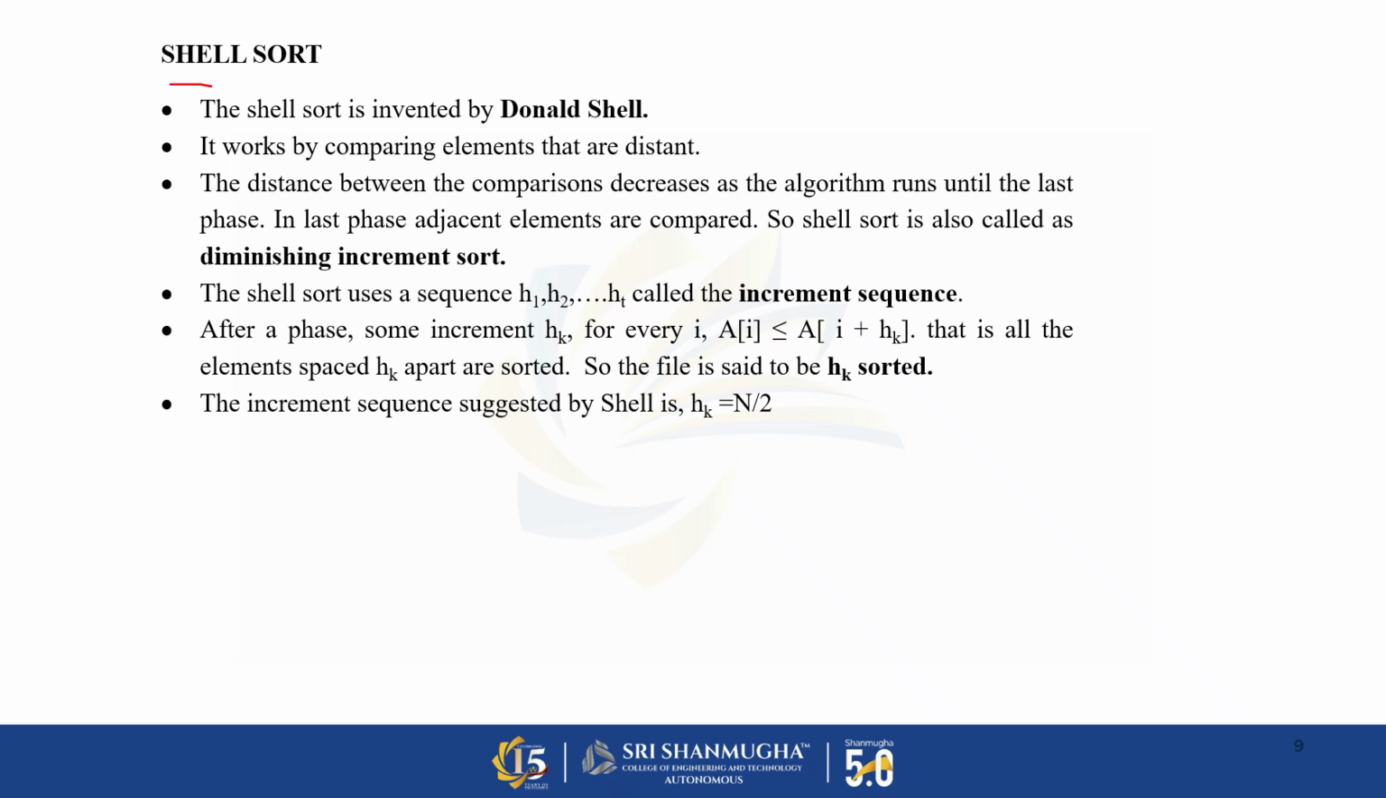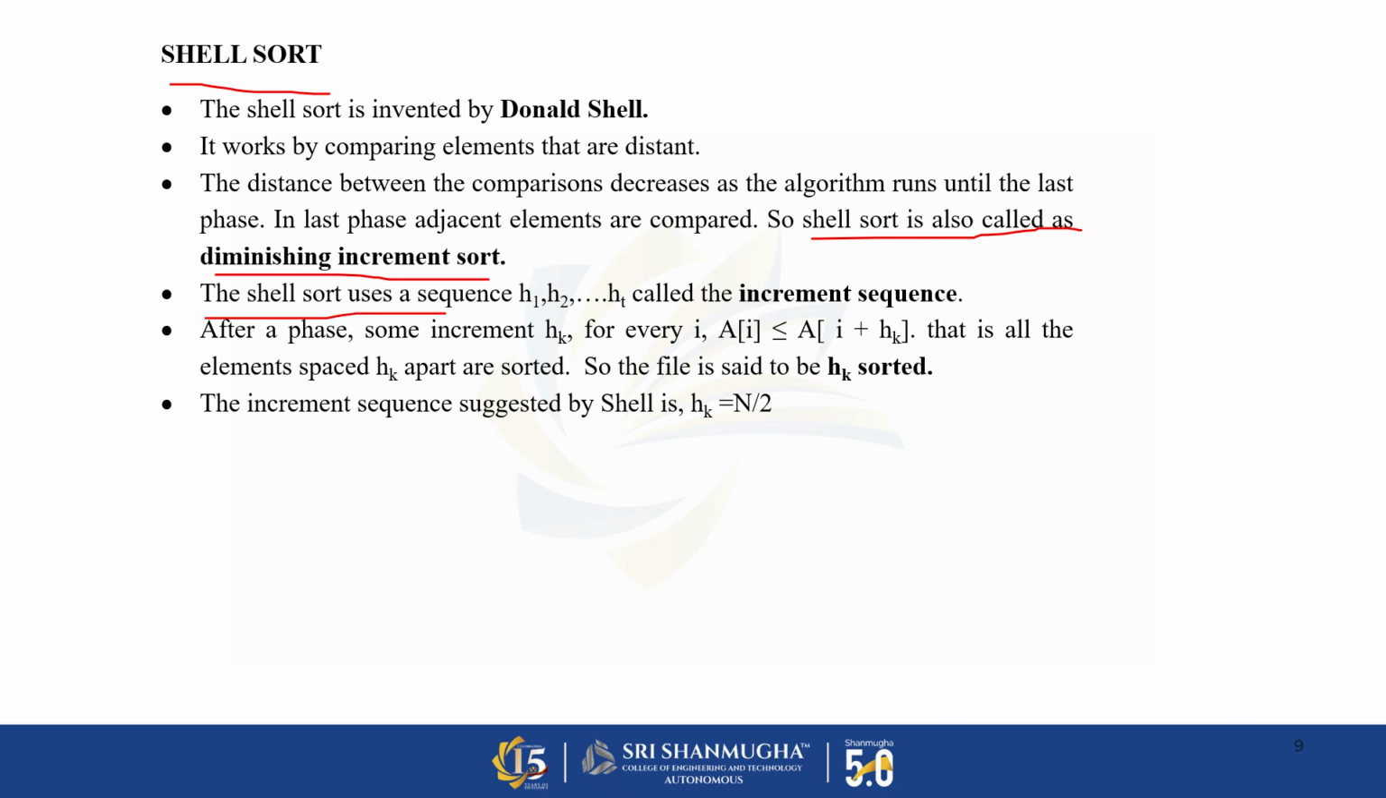And this is shell sort. Shell sort was invented by Donald Shell, and it works by comparing elements that are distant. The distance between the comparisons decreases as the algorithm runs until the last phase. In the last phase, adjacent elements are compared. So shell sort is also called diminishing increment sort.